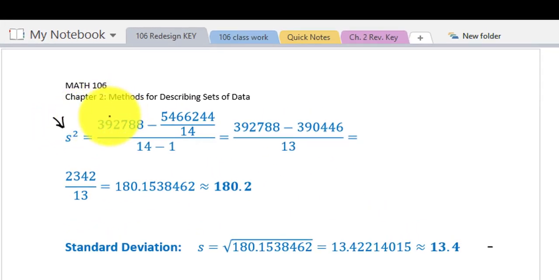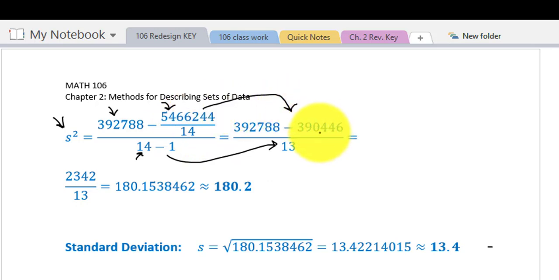So we're beginning with our sum of x squared values, subtracting the squared sum of our x's divided by n, which is 14, and all of that is divided by our n minus 1, which becomes 13. So this fraction becomes 390,446 when we divide. The numerator of our fraction results with 2,342 divided by 13, and you can see that goes on for a non-terminating decimal, so we'll make the approximation of 180.2 for our sample variance.